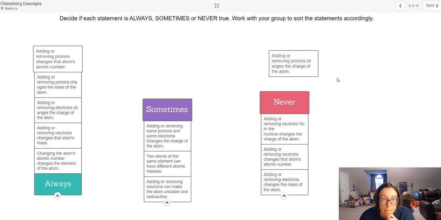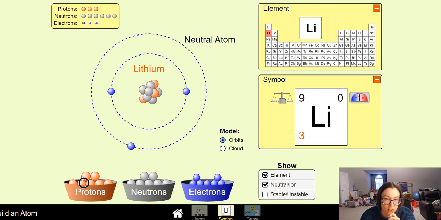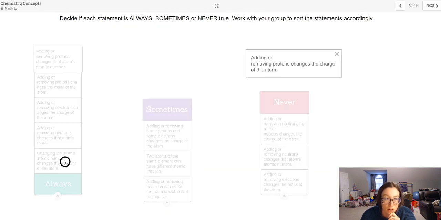All right. Adding or removing protons changes the charge of the atom. So if we add or remove protons, right now we're at +1. If we add another one, it goes to +2, +3. If we remove them, that's also changing it. So yes, that does change the charge. So that always changes the charge.